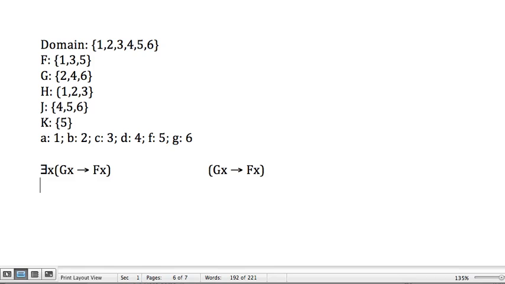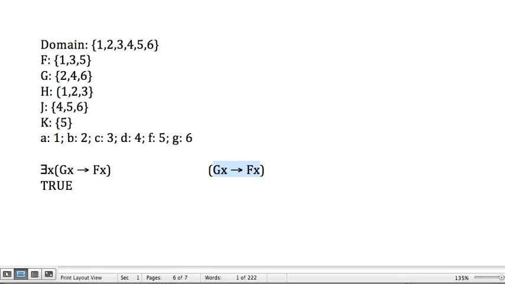The answer is yes. This is true. But you might have gotten fooled at first if you weren't careful. Because if you try to assimilate this to the case of all G or F, you're going to get in trouble. G is the set 2, 4, 6, F is the set 1, 3, 5, and they have no members in common. And that could fool you into thinking that nothing satisfies this description.